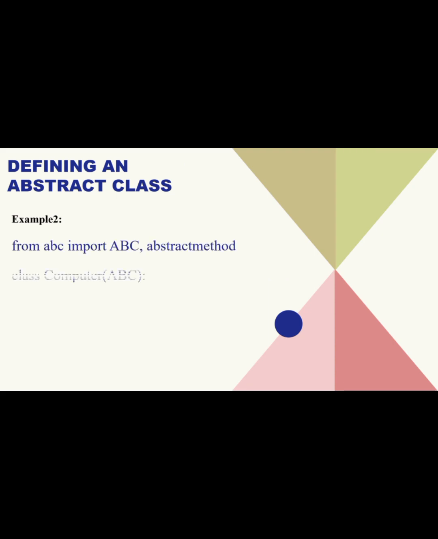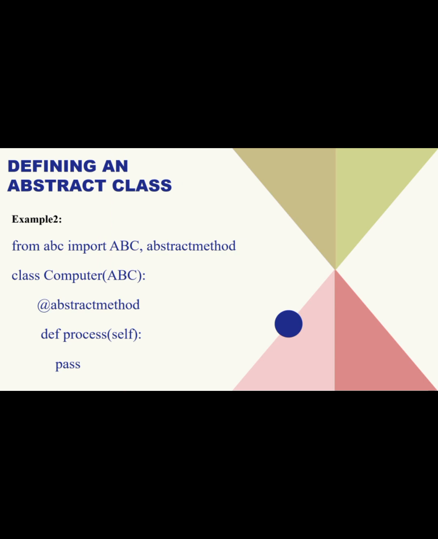So let us see how we define an abstract class. Here is an example: from the ABC package, import the ABC module and the abstract method. Now let's declare a class named computer and inherit ABC in the computer class, and we define a method called process as an abstract method by using the decorator @abstractmethod, and we just give a pass statement to the method process. Now we have created an abstract class named computer in which the abstract method is process.